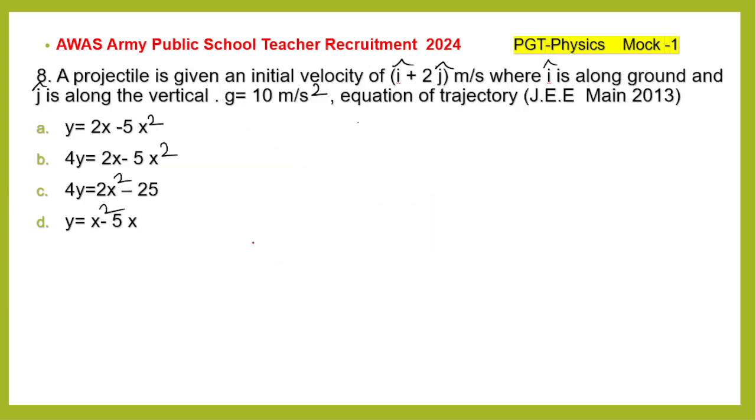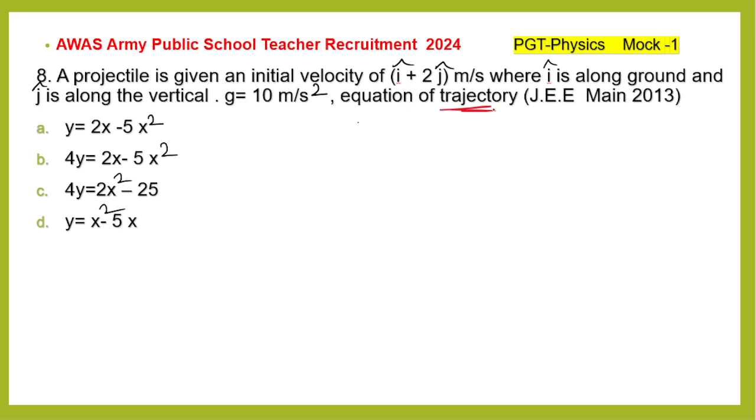Moving to the 8th question. A projectile is given an initial velocity of i plus 2j meters per second. Here i is along the ground and j is along the vertical. g is equal to 10 meters per second square. Find the equation of trajectory.